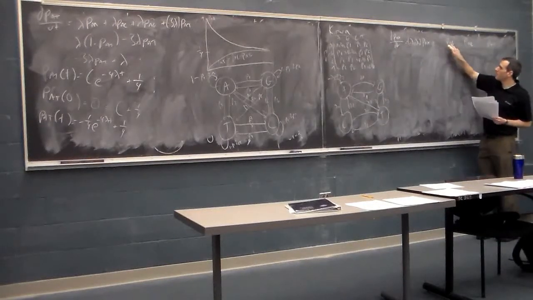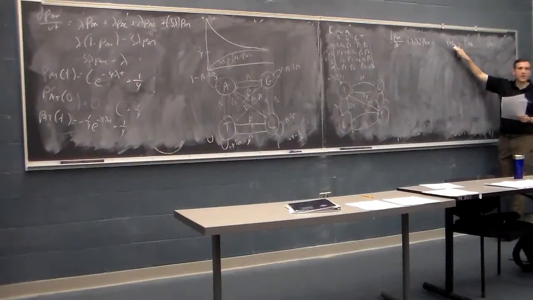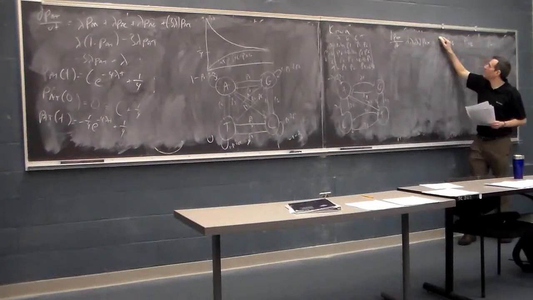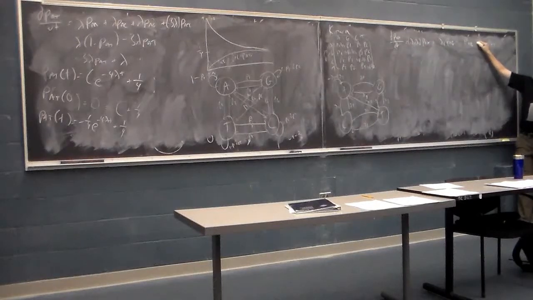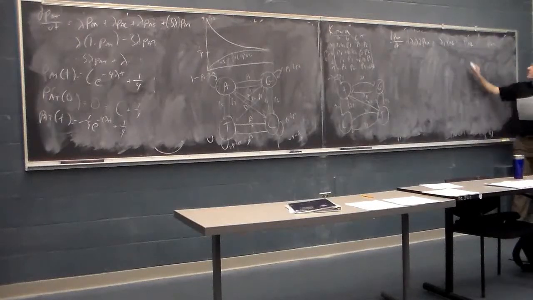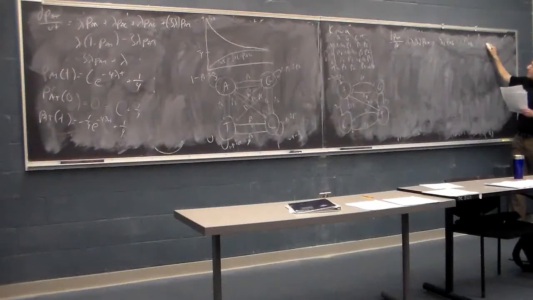Lambda 1. Yeah, so we moved from A to G, and we want the rate of movement from G back to A. So that's lambda 1. And what about the PAC and PAT terms? Yes, these are both lambda 2.